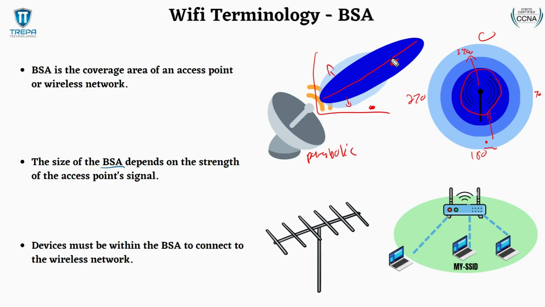If we're setting up multiple access points in an office, we can use a heat map to see our BSA of the entire wireless network. Where are we getting coverage? Where are our weak spots? And where can we decide what kind of antennas we need to mitigate or remediate those weak spots?